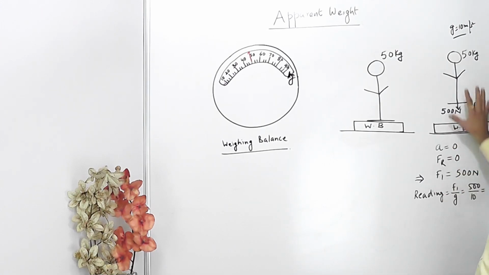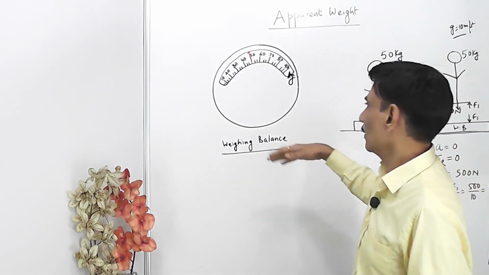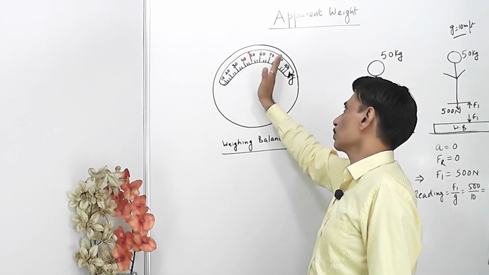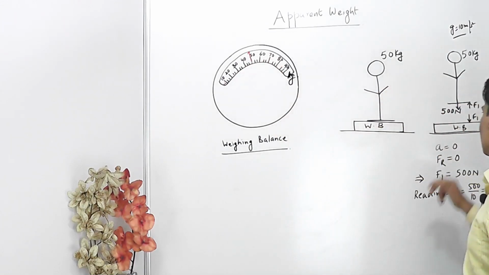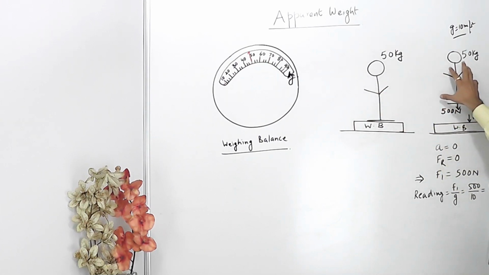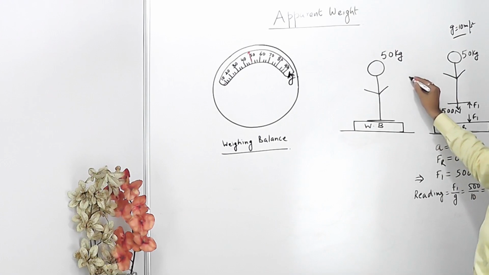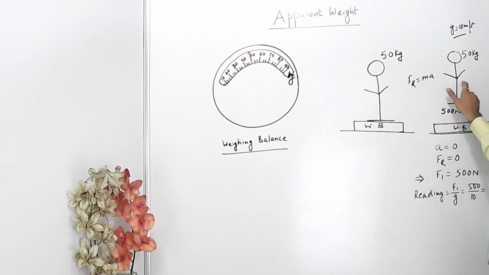Now, as soon as the person stands, generally we see the needle goes here and there and finally settles at one reading. Once it settles, this person is neither moving up nor moving down; the person is stationary, not accelerating, so acceleration is equal to 0. When acceleration is 0, we know the resultant force is equal to mass into acceleration, so the resultant force should be equal to 0. When it is finally balanced and not moving, F1 is equal to 500 Newton.